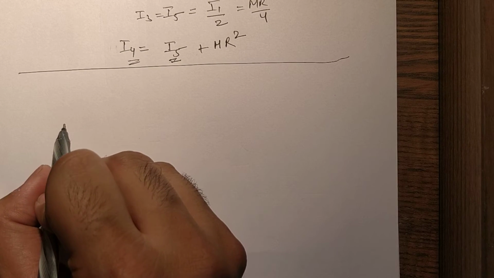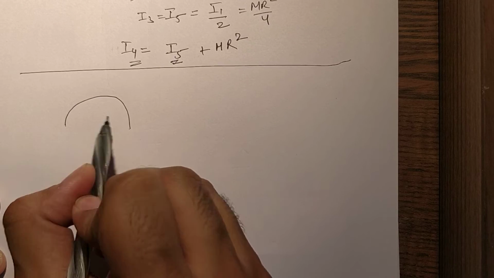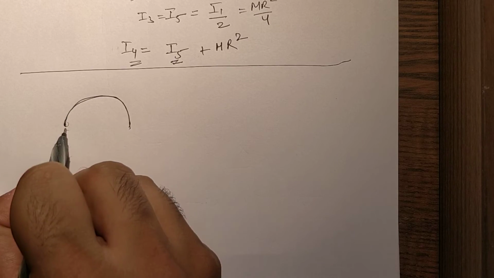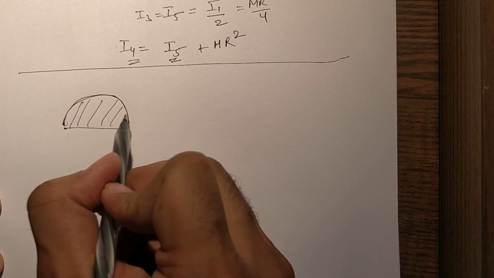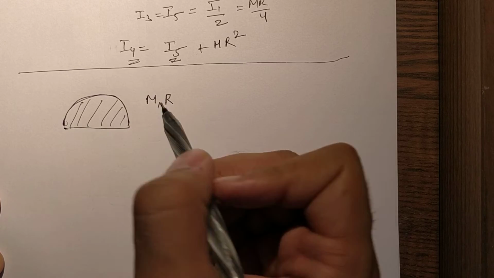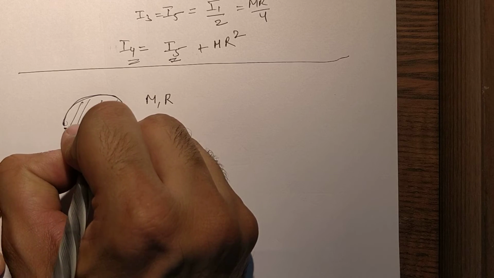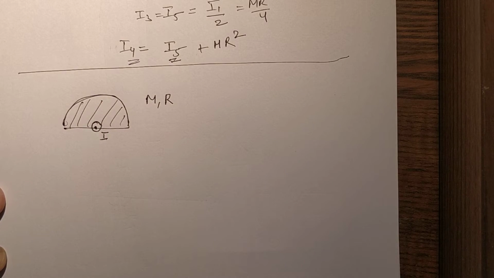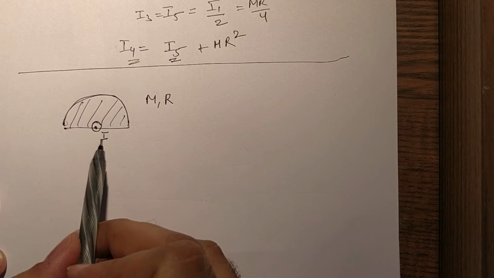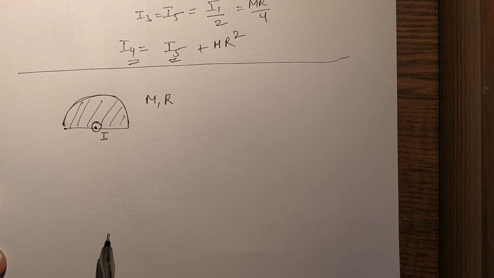Let's take a semicircular disc. So this is a semicircular disc, mass m and radius r. Let's say I want to find the moment of inertia about this axis. Now about this axis you can see that this figure is not symmetric.